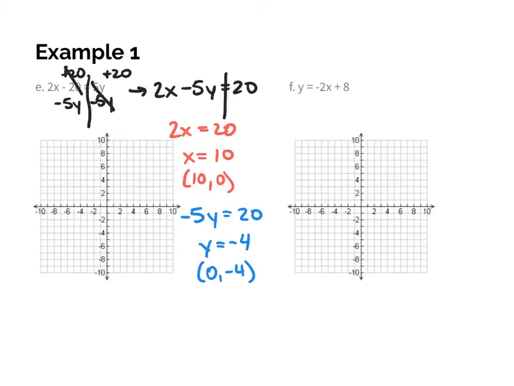So plotting those 2 points, I have x at 10, y at negative 4, and then I can connect those 2 points to draw my line. So here, if it's not written in standard form, we're going to have to move some things around.